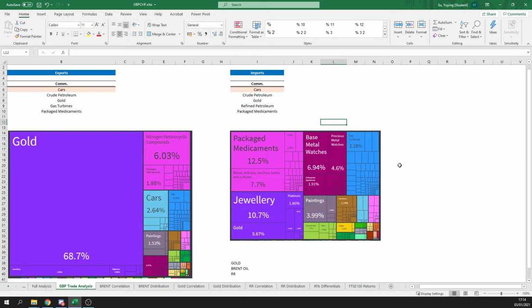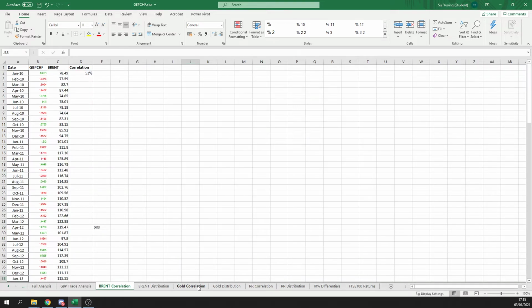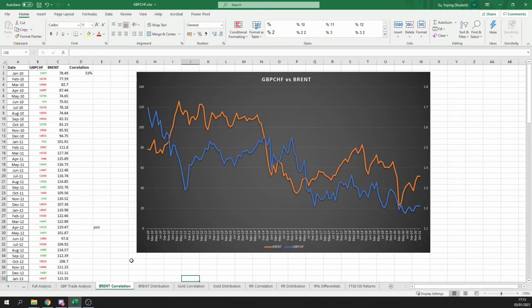Now, for crude petroleum, we've used Brent, so the oil prices, and then we've also used Rolls-Royce, which is one of the UK's biggest manufacturers in the aerospace industry. So those are the 3 main ones. We have Brent, we have gold, and then we have Rolls-Royce. What I like to do personally is choose 3 different commodities, industries and companies to analyze during the import-export analysis. And over the past 11 years now, we can see that Brent oil against GBP Swiss franc has around a 53% positive correlation.